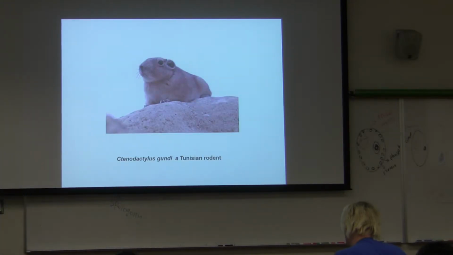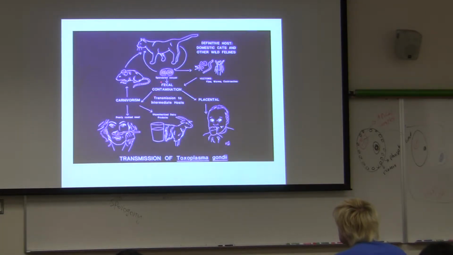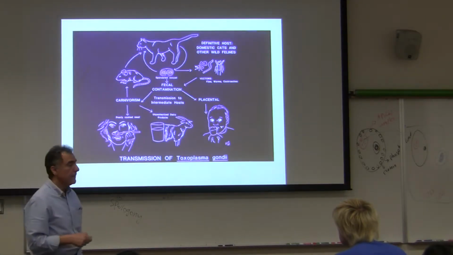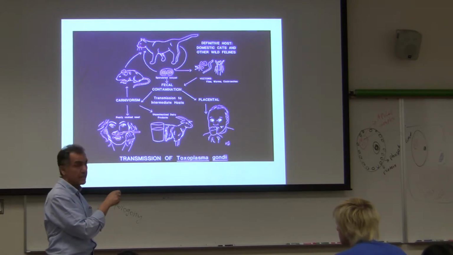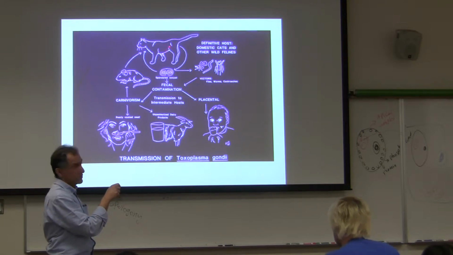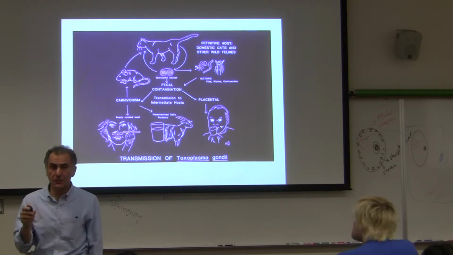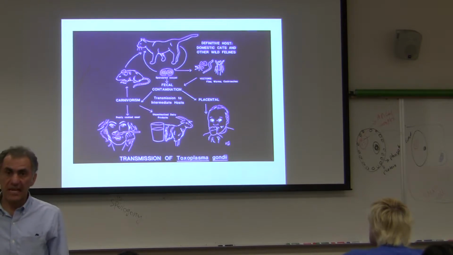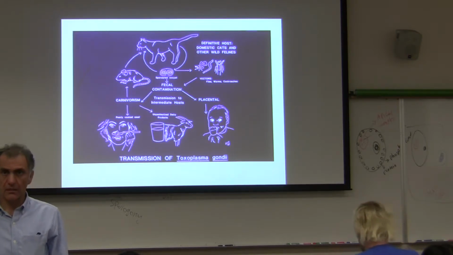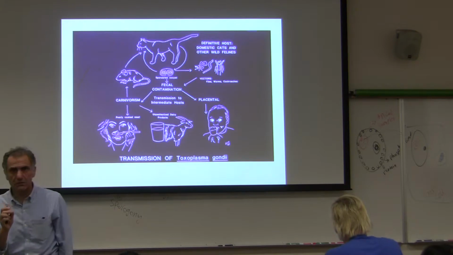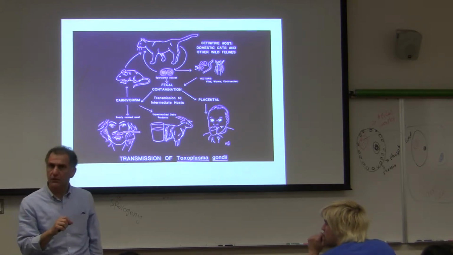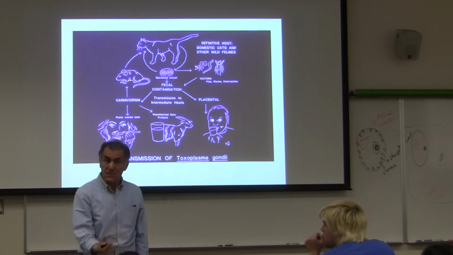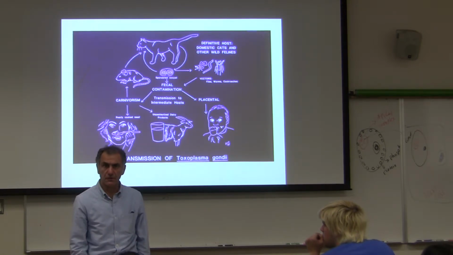Here is the Ctenodactylus, the Tunisian rodents that they found first. This is pretty much the life cycle of this parasite. Cat, and remember, domestic cat, wild cat, any kind of cat is the final host, definitive host. It means sexual reproduction takes place in cat and cat only. So not in dogs or other organisms. Yes? So even a lion or a tiger? Lion, tiger, very good. Jaguar, should I mention cheetah? Should I mention more, or is that enough? That's it. Okay, that's it.